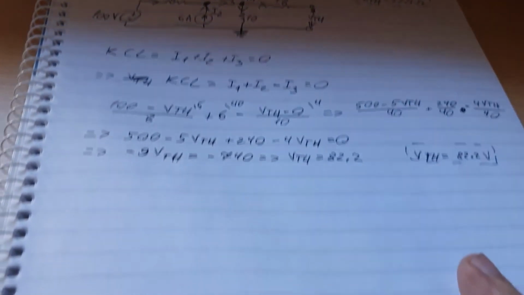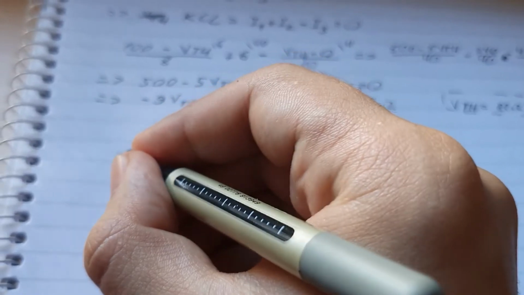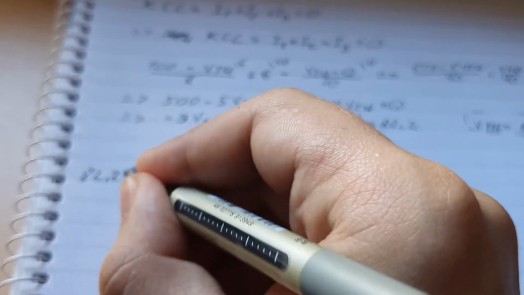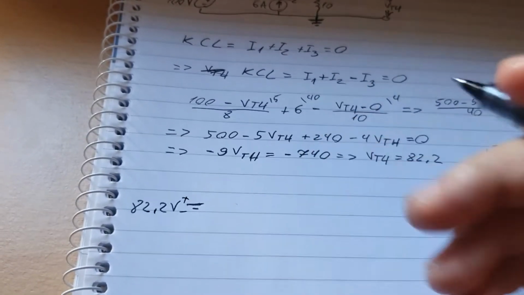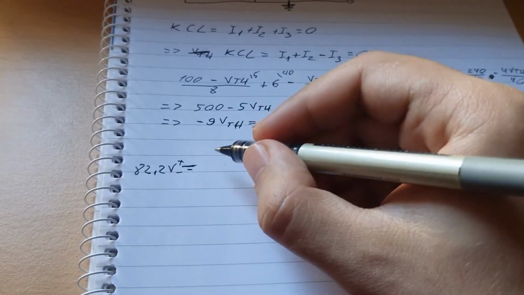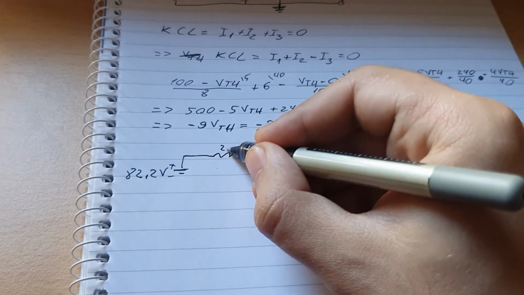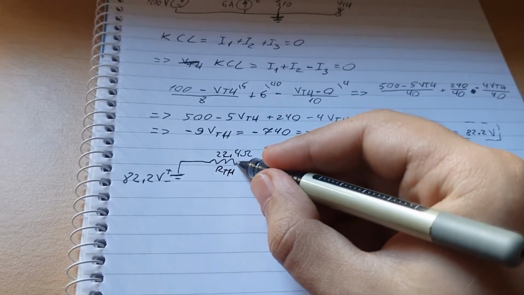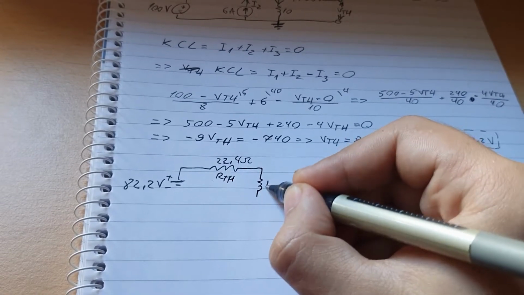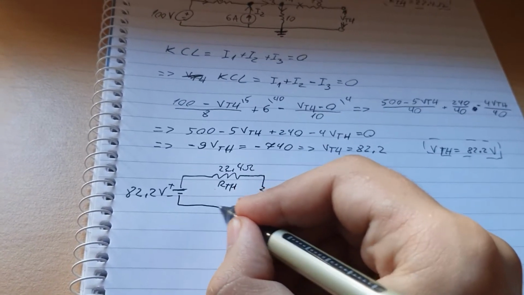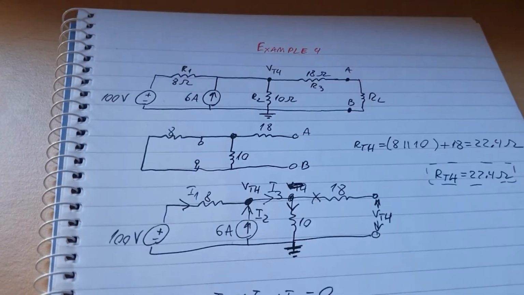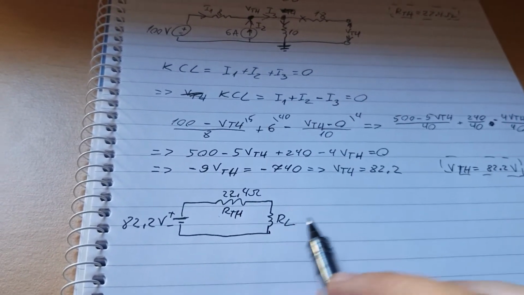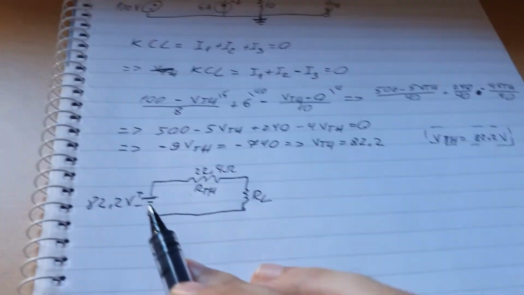So now we can just redraw it. It'll go in the up direction. That will be 82.2 volts, plus minus. There you go, let's focus. And then it will go through here. There will be 22.4 ohms, RTH. And then there will be the RL. There you go. We just transformed this entire circuit into a simple circuit with 2 resistors and 1 voltage source.